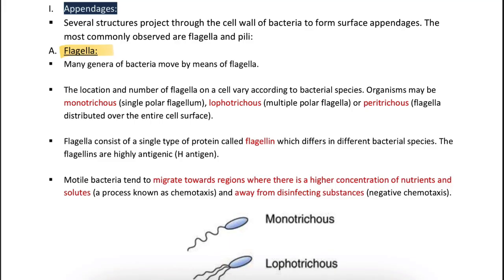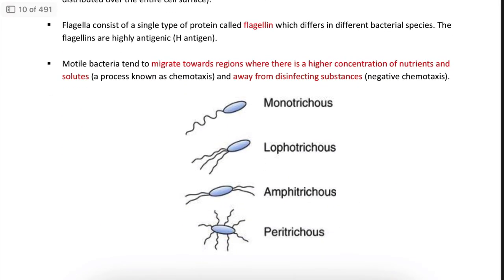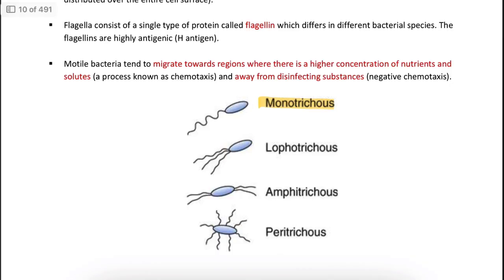Flagella vary in number and location. First one, monotrichous. Monotrichous means a single flagellum. You can see here this is a single flagellum. For example, Vibrio cholerae; we can see that this bacterium is monotrichous.